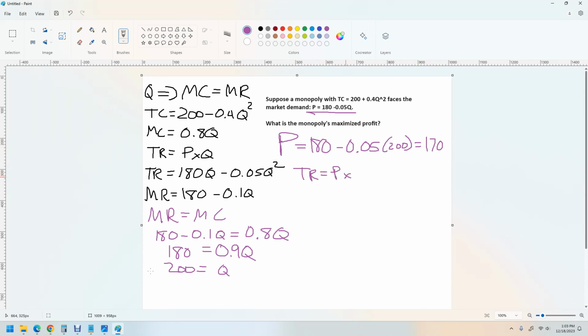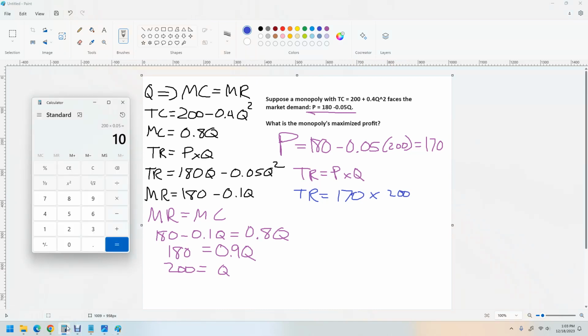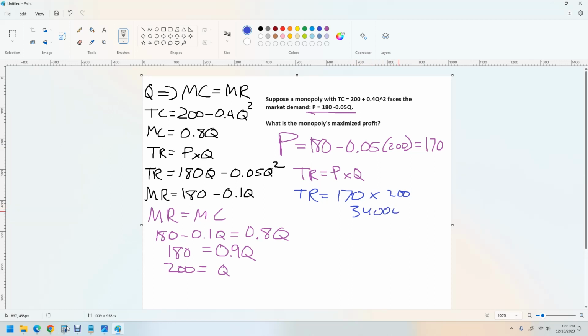Again, it's price times quantity. So our total revenue is 170 times 200. 170 times 200 is 34,000. That's our total revenue. So how much money went into the cash register? 34,000. Now our total cost. Our profit is going to be the difference between the two. So we're looking for total revenue minus total cost. That gives us the profit.